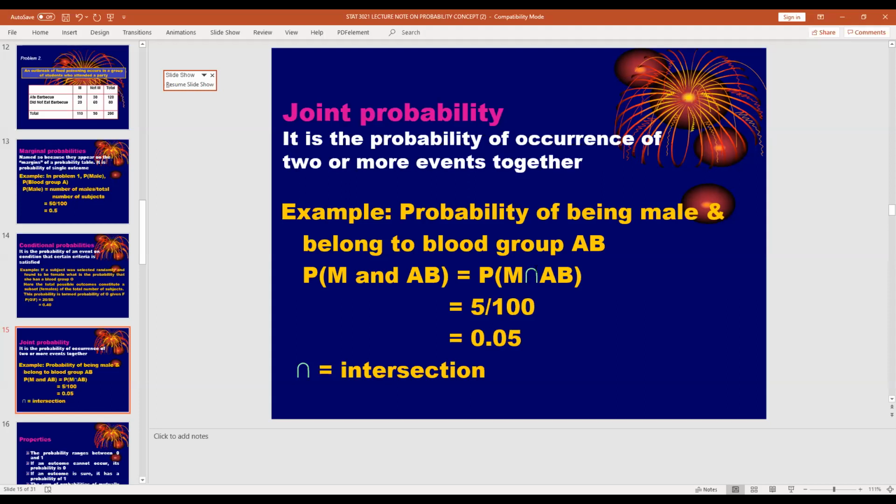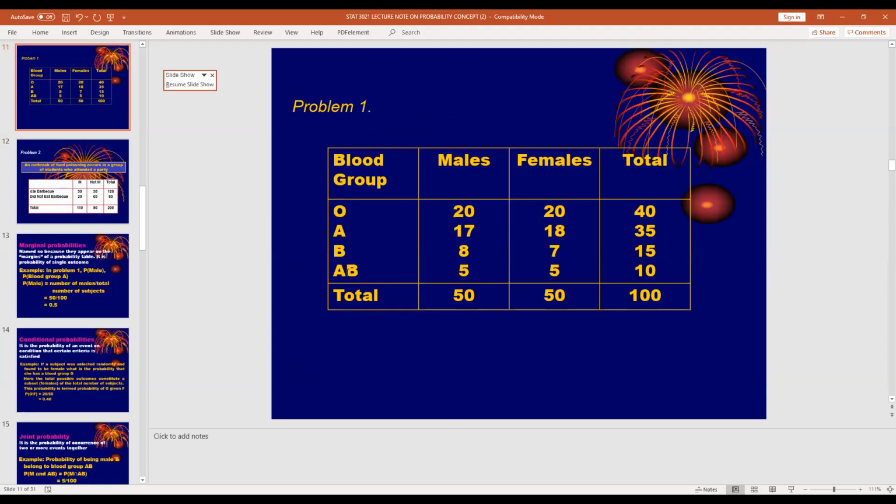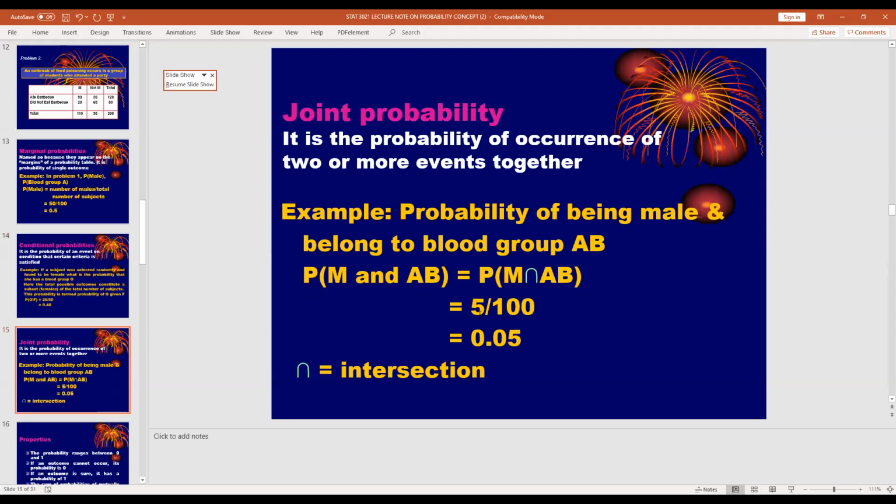If I have that, then I can go back to the table. What I want to check is a particular value at the point of intersection. We're talking about male and blood group AB, and this is going to be 5. Then 5 divided by what? 5 divided by 100. When you want to find probability, it is the number of characteristics of interest divided by the sample space, the totality. The totality is 100, and that is why you have 5 over 100, which of course is going to be 0.05.